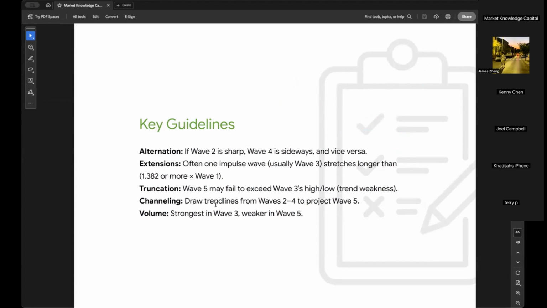And always draw your trend lines. Again, I've always said to you guys, always draw your trend lines so you can project wave 5. Always understand what pattern is being formed at the time as well, and the volume as well. Always know that wave 3 is the strongest, and wave 5, generally speaking, is always going to be the weakest.